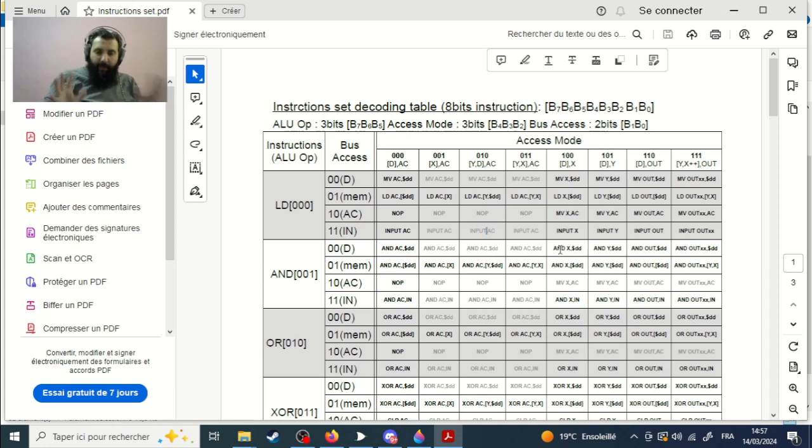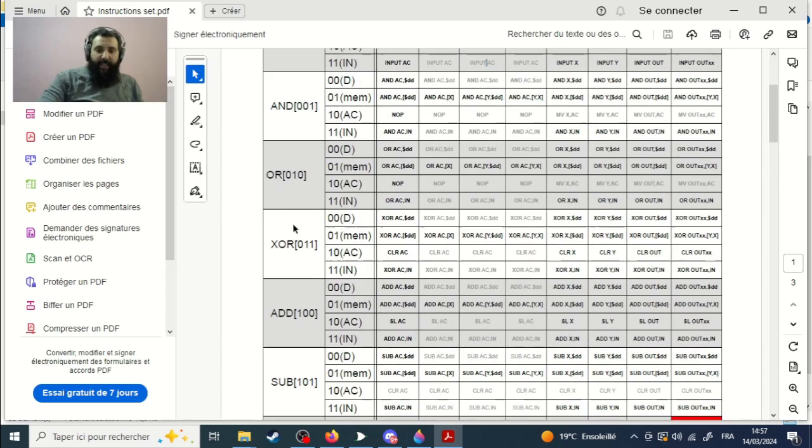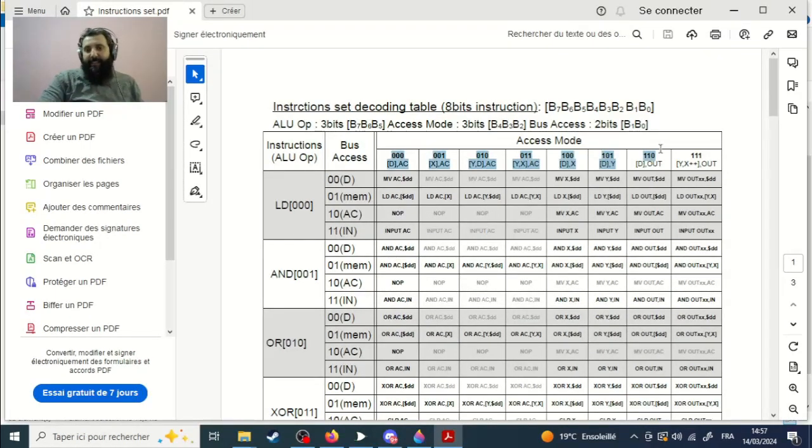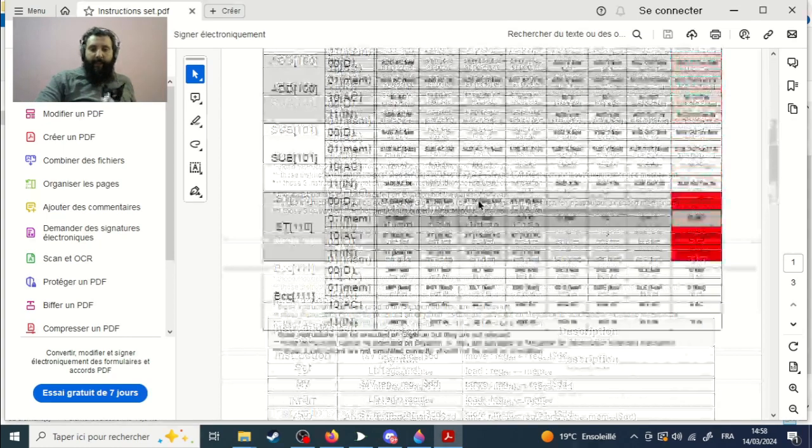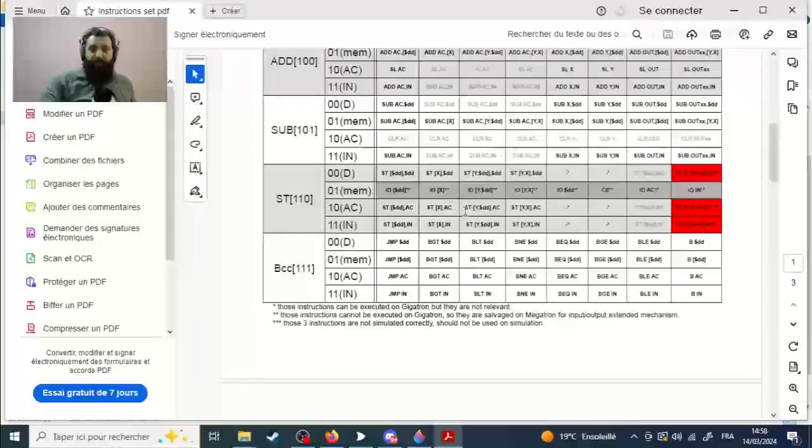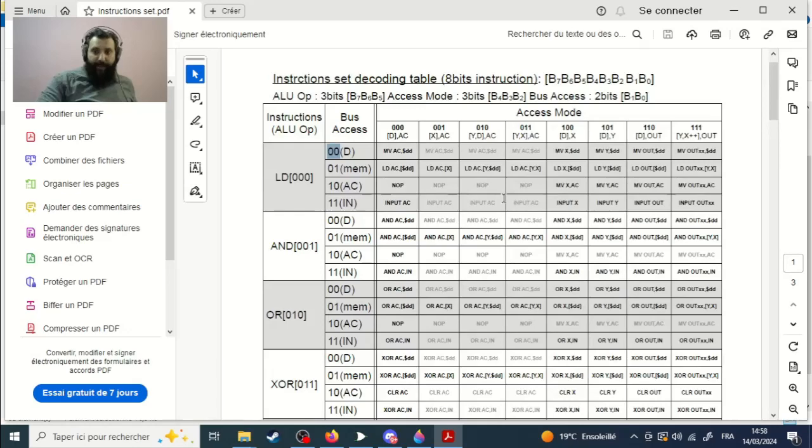This is somewhat complicated to explain, but we will explain it step by step. Step by step, we will understand how we can use those instructions. In the global view, we have 8 instructions. Each instruction contains 8 accessing modes, addressing modes, or accessing modes. It's exactly the same. And we have 4 data sources, 4 ways to access data. Anyway, this is the overall table to use the assembly instructions to program.